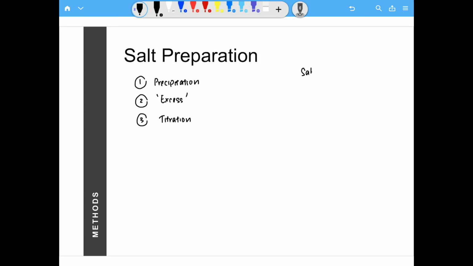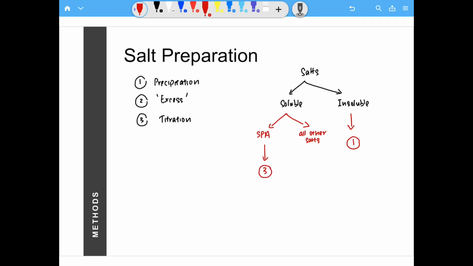Now, we have learned that salts can be either soluble or insoluble. For all insoluble salts, it's very straightforward. There's only one method that you can use. It's called precipitation. For all soluble salts, we need to further establish whether it's a spar salt or not a spar salt, that is, all other soluble salts. Alright, for spar salts, we would make use of the titration method. For non-spar salts, we would have to use the excess method.